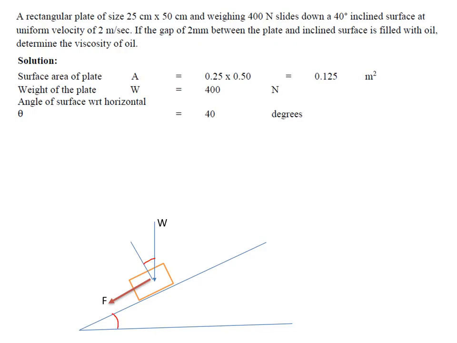Weight is acting straight down. I told you that the rectangular plate is moving along the plane, so we want the component of weight in the direction of the motion of the plate. If this angle is theta, then this angle will be theta, and the component will be w sin theta. Therefore F has to be w sin theta.